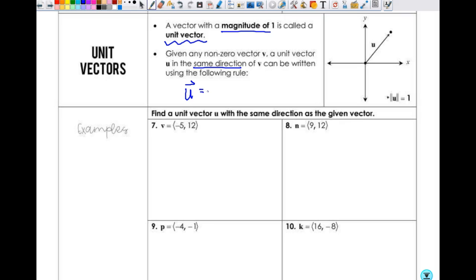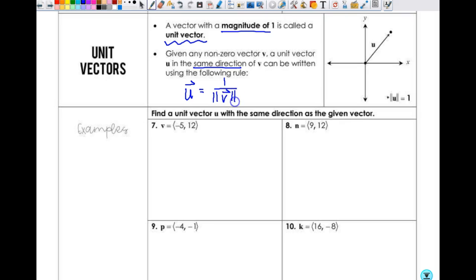Say that one more time. Like a scalar multiplication type of thing? Yes. Okay. So we'll do a couple, and then maybe you'll have a different question, or maybe it'll help. But so our unit vector is going to be equal to 1 over this.